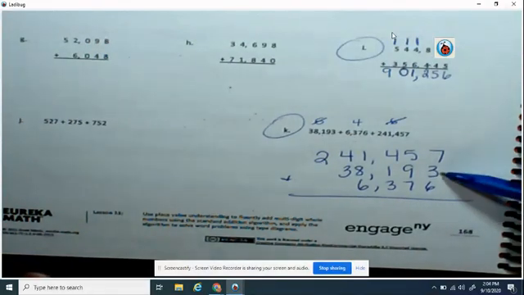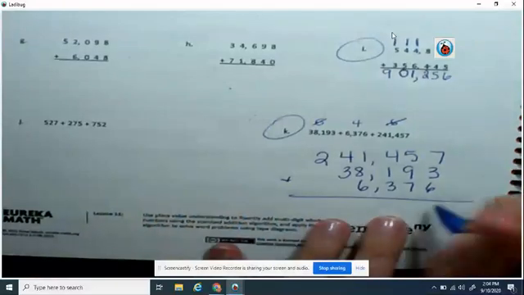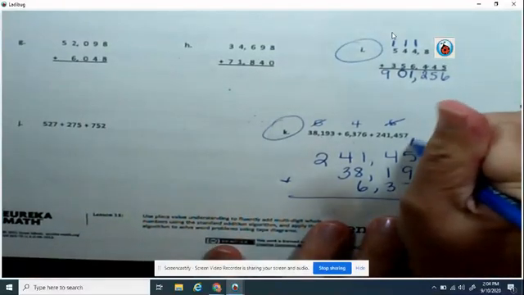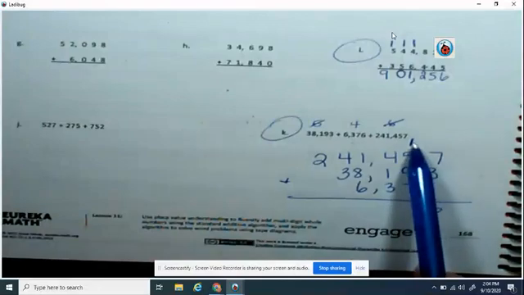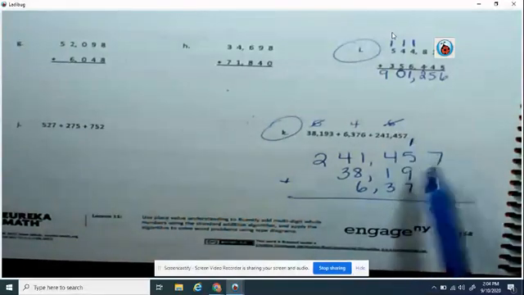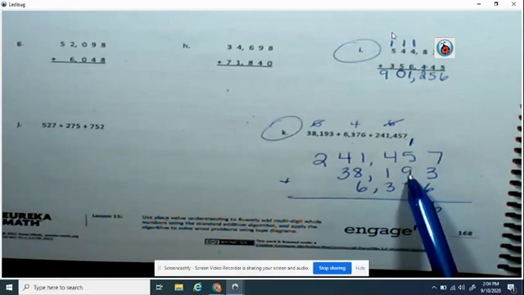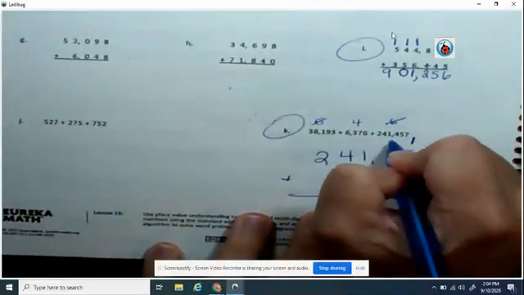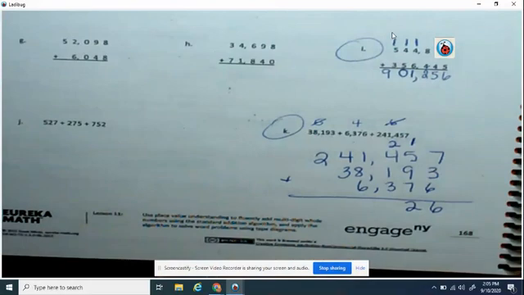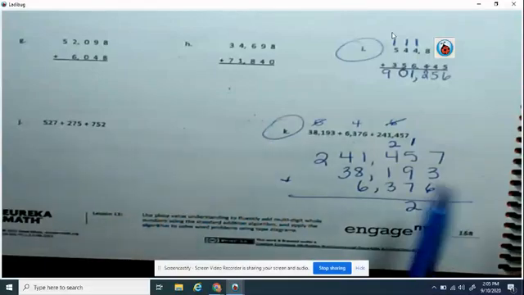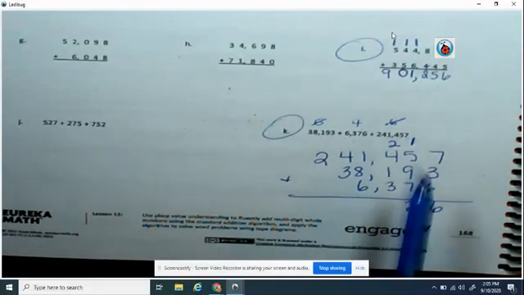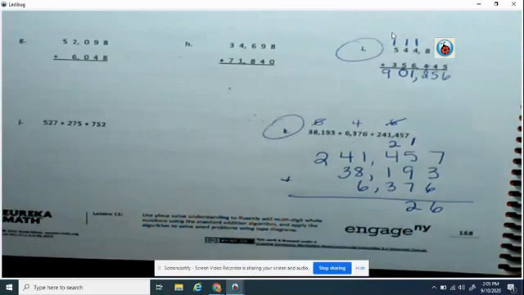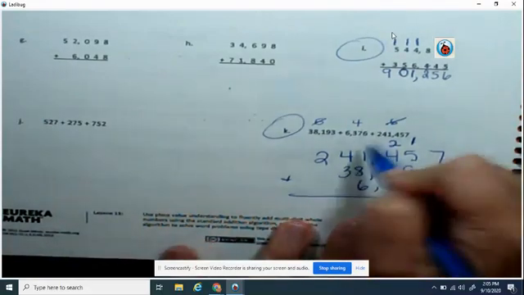Okay. Now that I've got them all lined up, I'm ready to add, okay? 7 plus 3 is 10, plus 6 more is 16. So we're going to put the 6 here and move over the 1. Okay, 5 plus 1 is 6. 6 plus 9 is 15. 15 plus 7 more is 22. So I'm going to put that 2 and the 2. And if it's too hard for you to add all 3 together, you can start by adding 2 and then add on the 3rd. 2 plus 4 is 6. Plus 1 more is 7. 8, 9, 10. So that's 10. So we're going to put a 0 here.